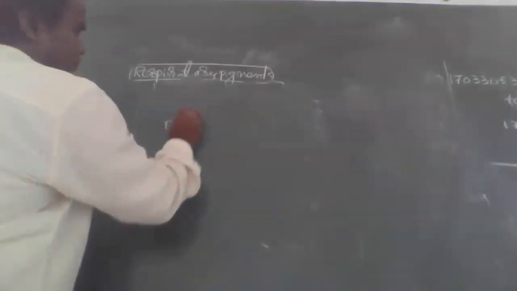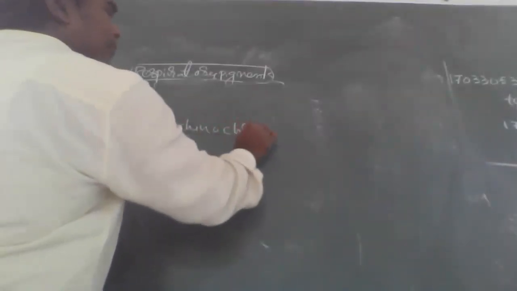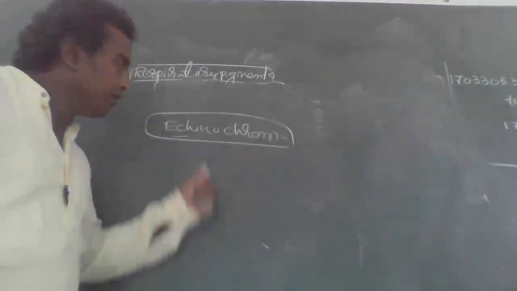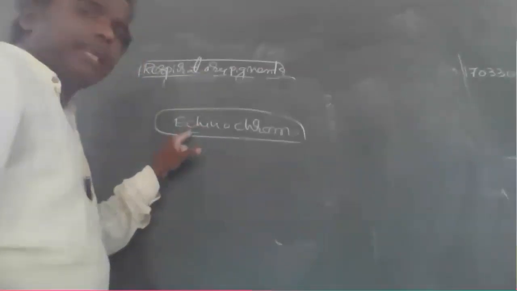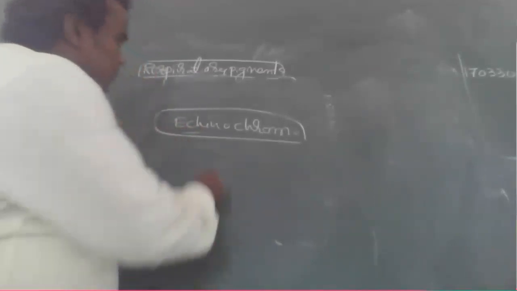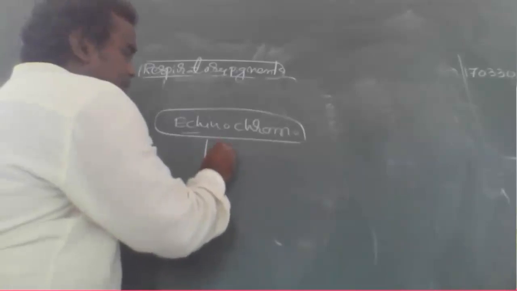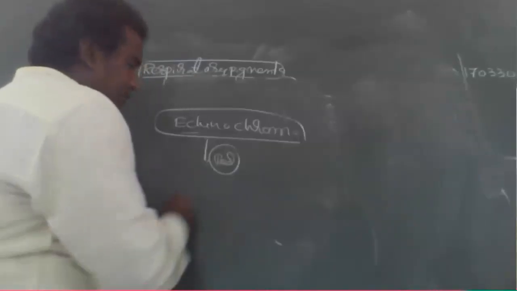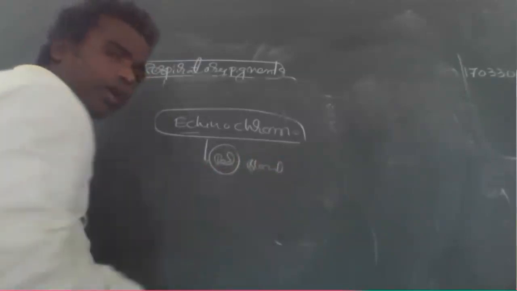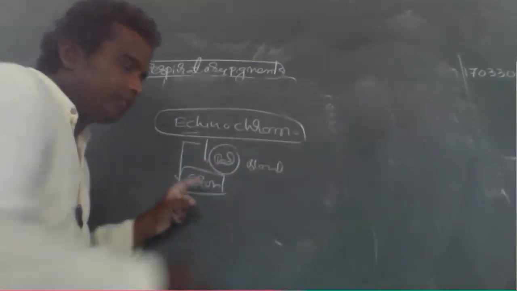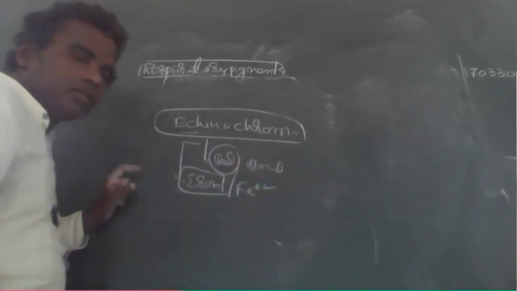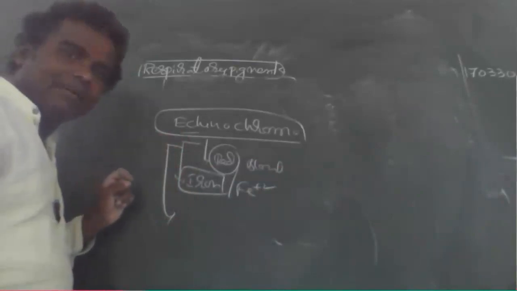Next, echinochrome. Okay, this echinochrome, very important thing. This echinochrome contains what? Red color blood. And this echinochrome also contains which element? Iron element, that ferrous element.